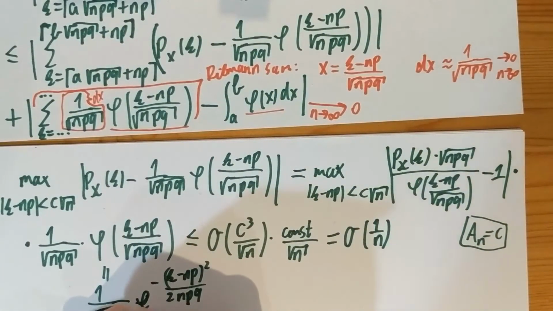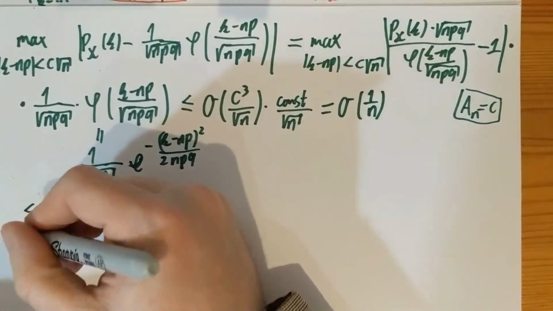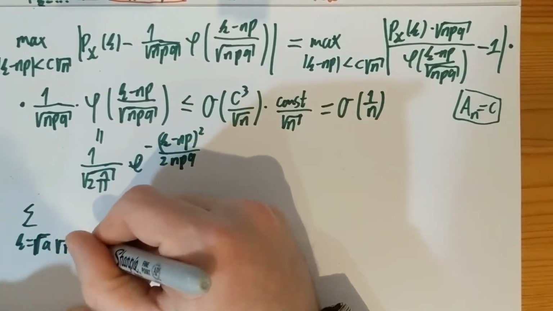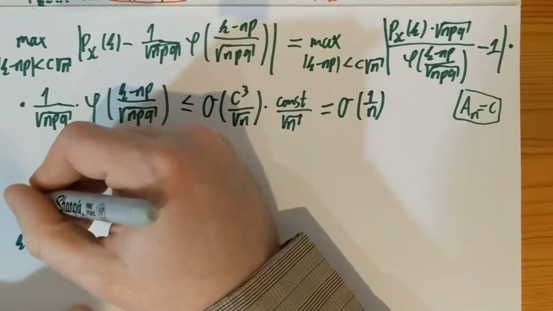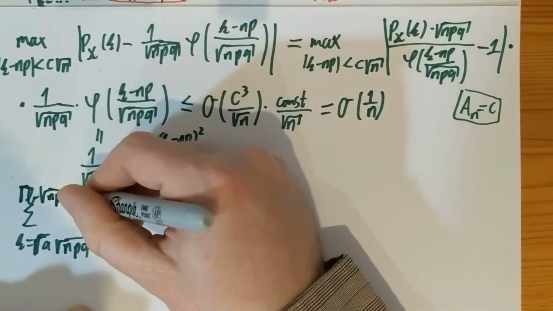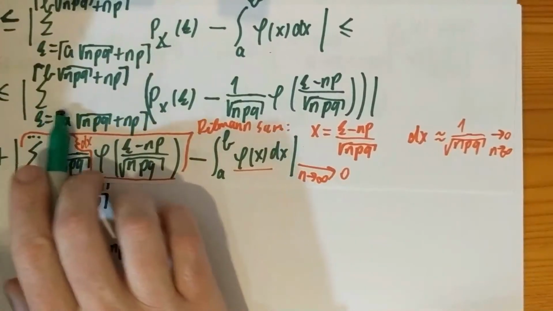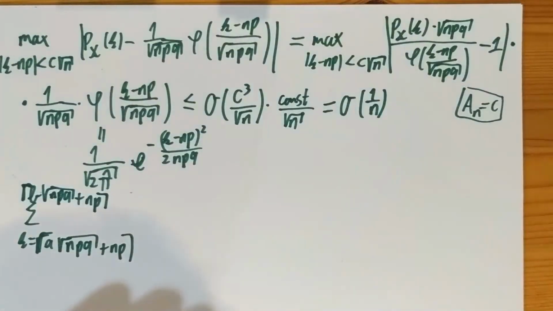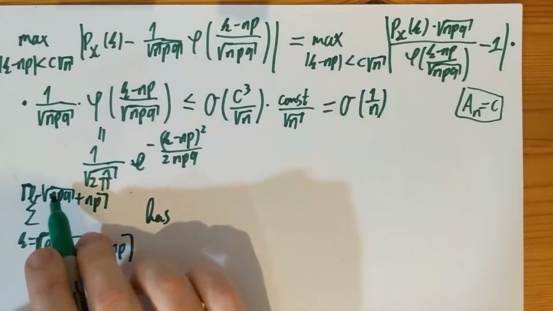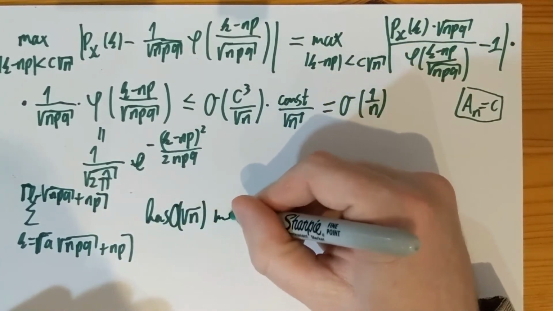So when we do this sum, from the integer part of a square root of npq plus np, to the upper integer part of b square root of npq plus np, when we do this summation, which we had up here, this sum has in the order of b minus a times square root of npq times square root of n, so in the order of square root of n many terms.